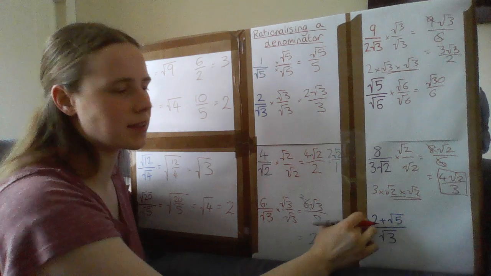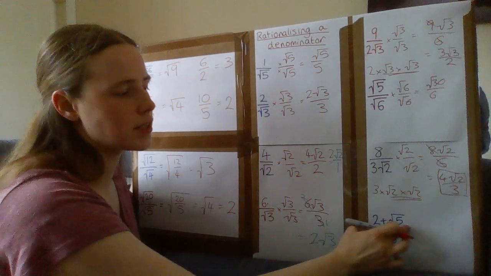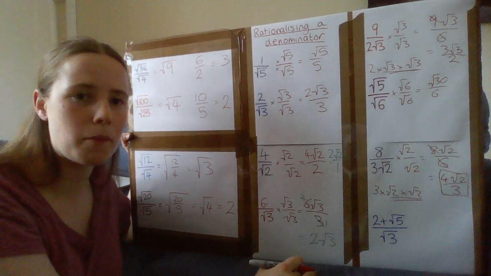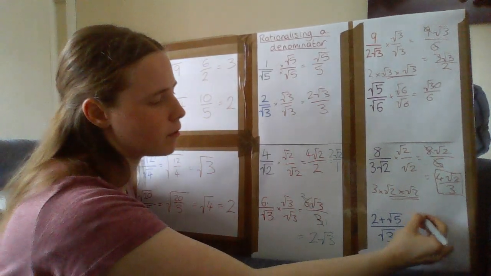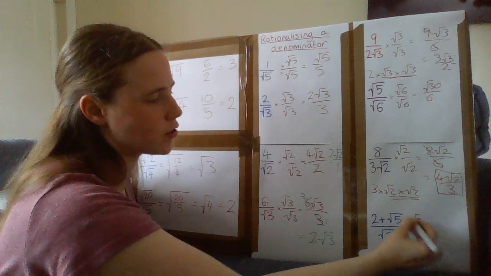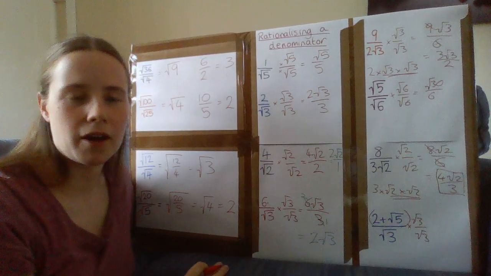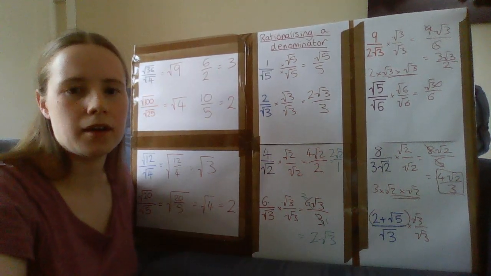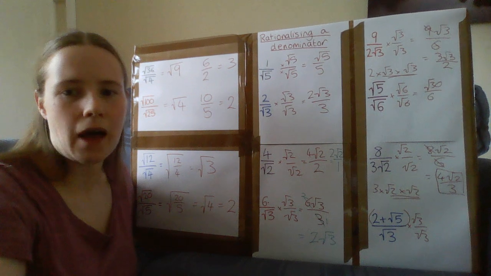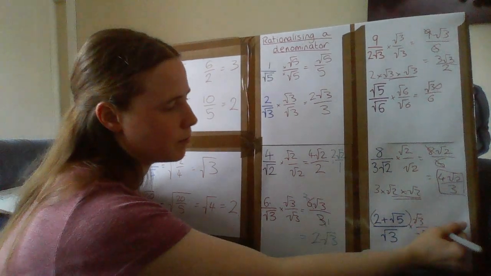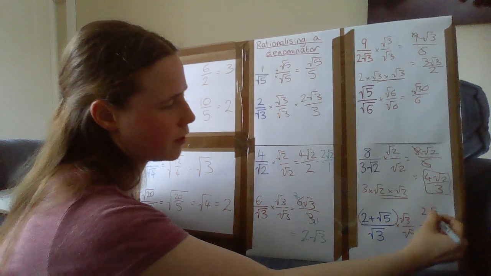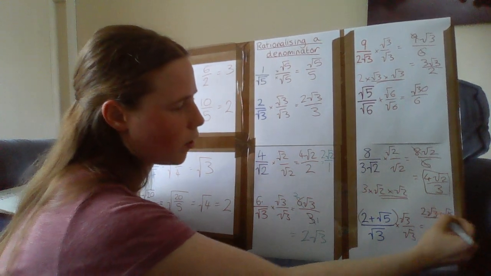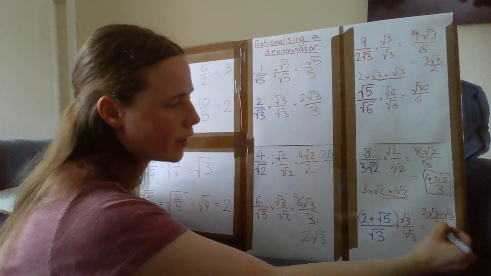Last one, I've got some adding going on. So when I times the entire top of this fraction, I'm going to write a bracket in to make it really, really clear that that's what I'm doing. So I'm timesing by root 3 on the top and bottom. Now I would probably write this in an exam as root 3, 2 plus root 5, and then root 3 times root 3 on the bottom. When we simplify it, we're going to get 2 root 3 plus root 15 on the top and 3 on the bottom.